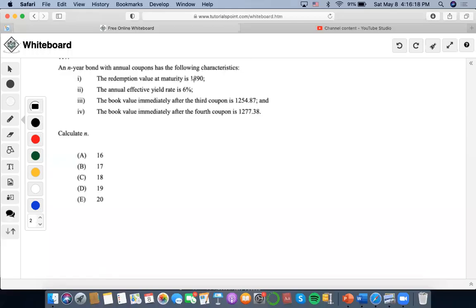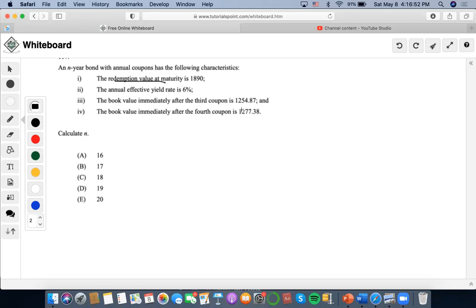Hi, so for this one, an annual coupon bond has the following characteristics. The redemption value is 1890, the annual effective yield rate is 6%, and then there are book values given for each coupon after each coupon. So basically it relies on the bond pricing formula, especially since they give us a redemption value. But we want to calculate the number of years given the clues that they give us here, right?